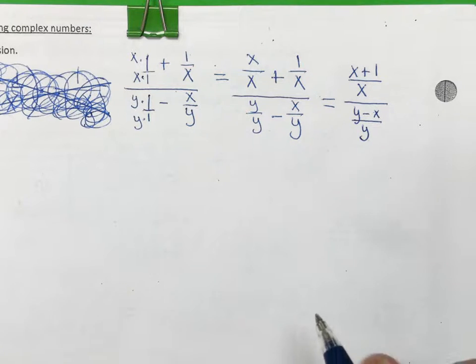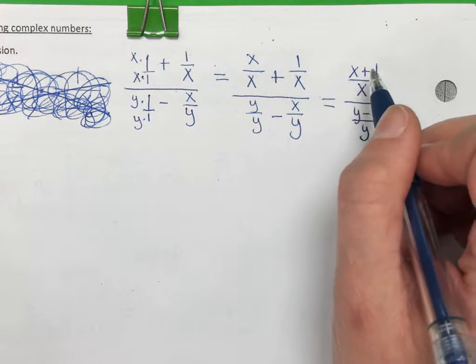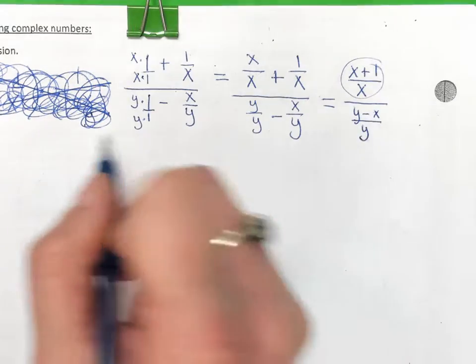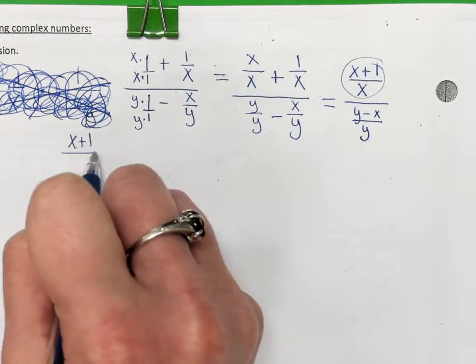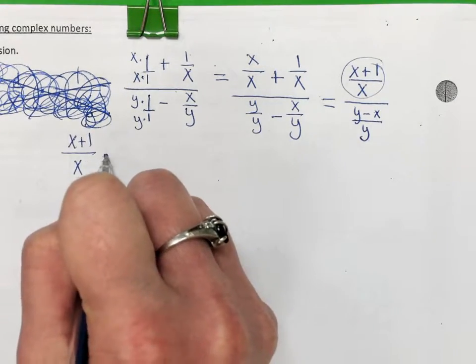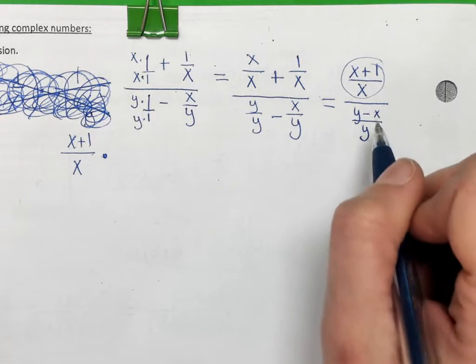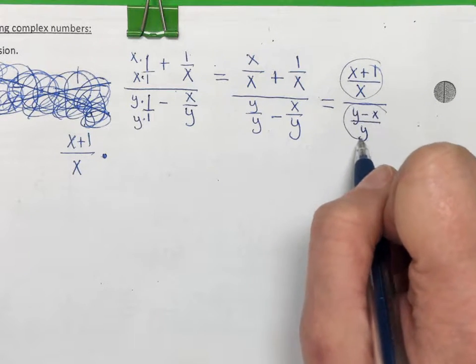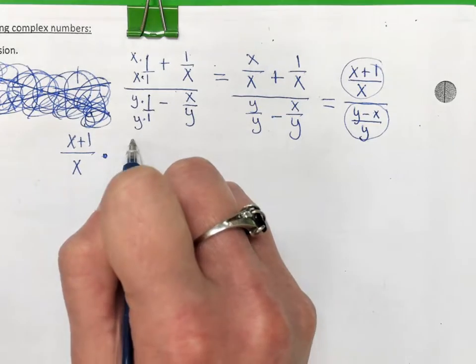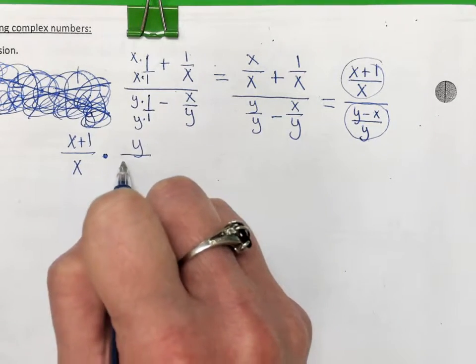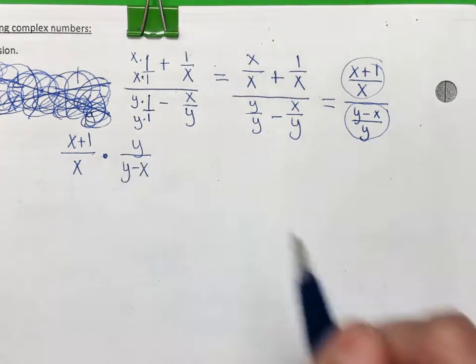Now let's do keep, change, flip. So what would we keep? Okay. Change division to multiplication. And we would flip this one, right? So it would be y over y minus x.